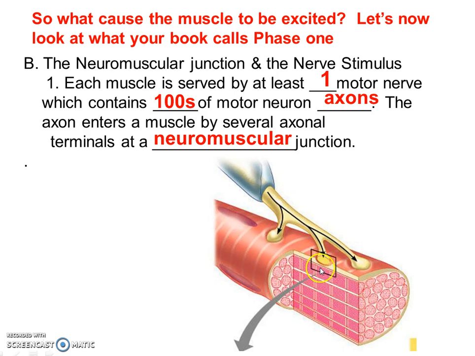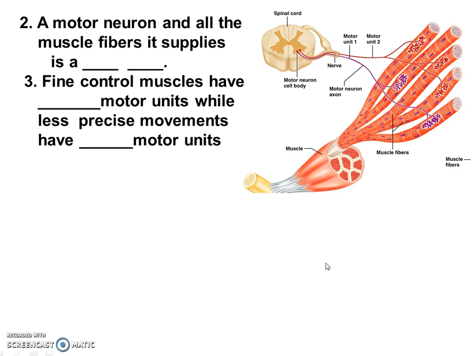So where the nerve meets the muscle is called the neuromuscular junction. We're going to zoom in on that in just a moment. A motor neuron and all the muscle fibers it supplies is called a motor unit. So this nerve right here is innervating this fiber and this fiber. So these two fibers and this nerve together are a motor unit. Over here, this is the second motor unit, and notice it's innervating 3.